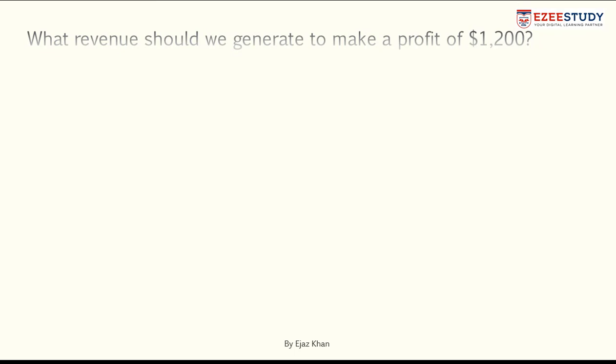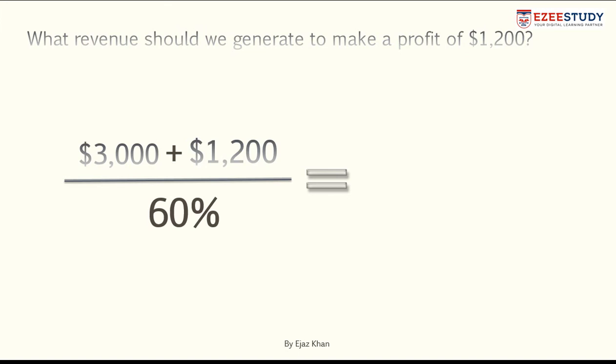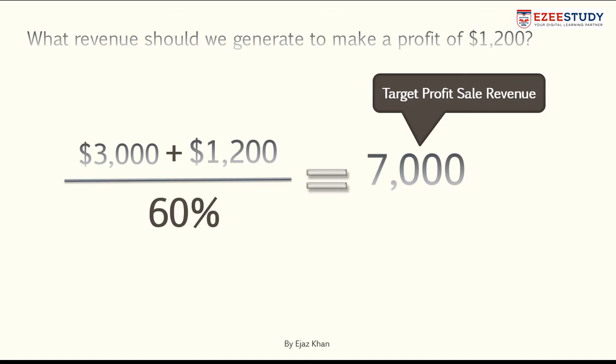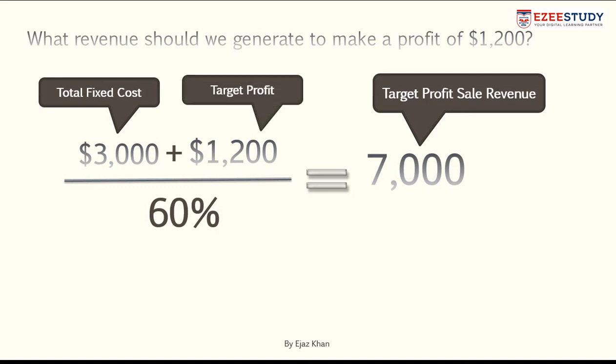So if we need to find out the revenue that we need to generate in order to earn this $1,200 profit, the formula will be the total fixed cost plus the target profit divided by the CS ratio, which is 60%, and it will give us an answer of $7,000, which means that we have to generate a revenue of $7,000 if we want to earn a profit of $1,200. So that's called target profit sales revenue. So it is calculated by dividing the sum of total fixed cost and total profit by the CS ratio.